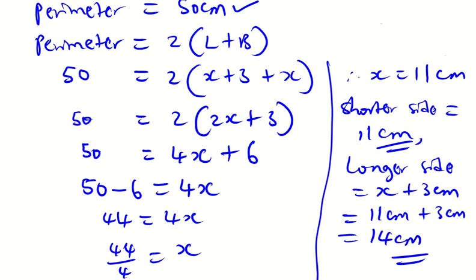We can easily even test if this is right or wrong. Okay, let me just show you here now. 2 bracket length plus breadth, right? Now, what's the length? It's 14. What's the breadth? The breadth is what? 11. 14 plus 11 is what? 25. 25 times 2 is 50. If you go back to the question, we're told that the perimeter is what? 50 centimeters. So we are correct.